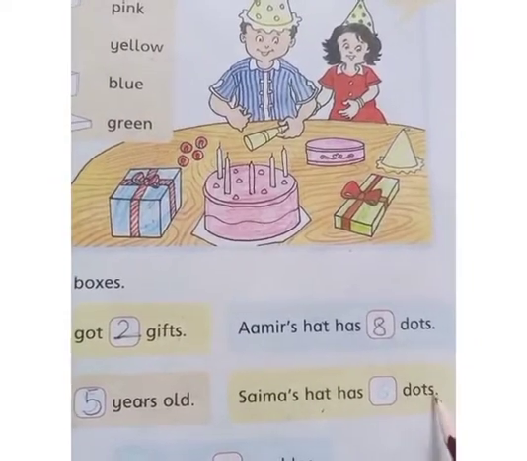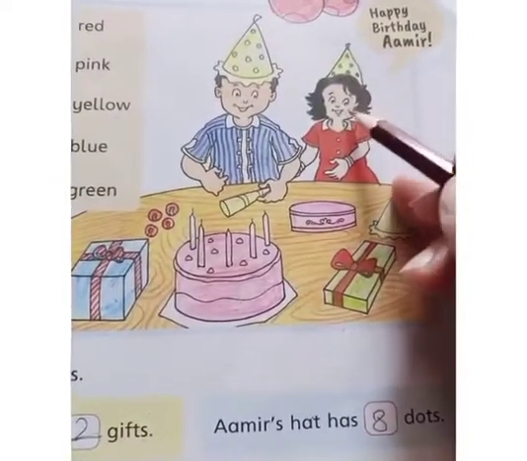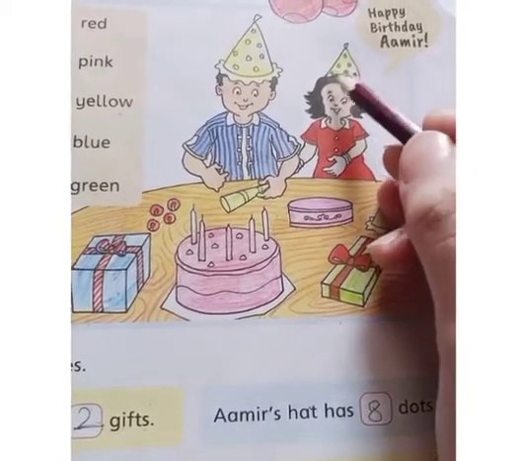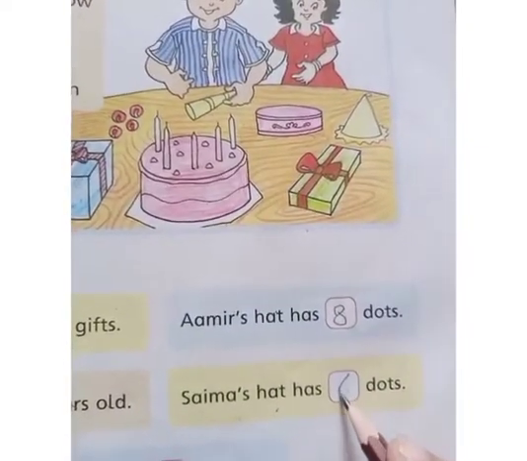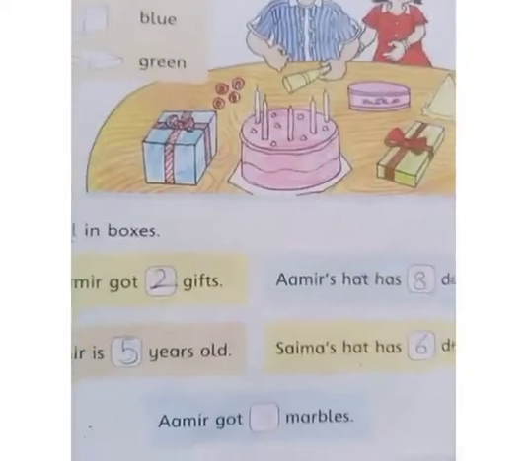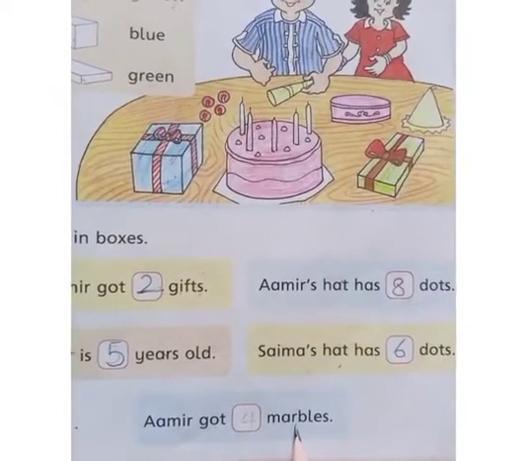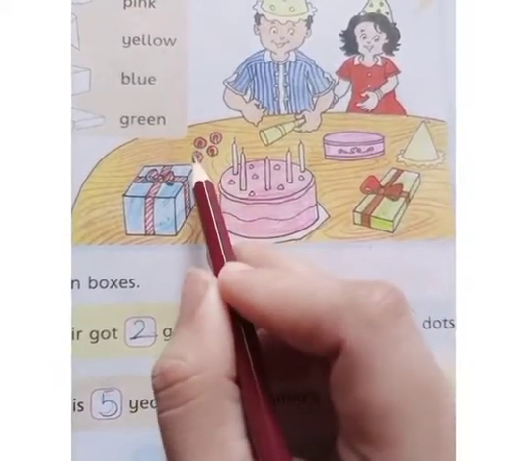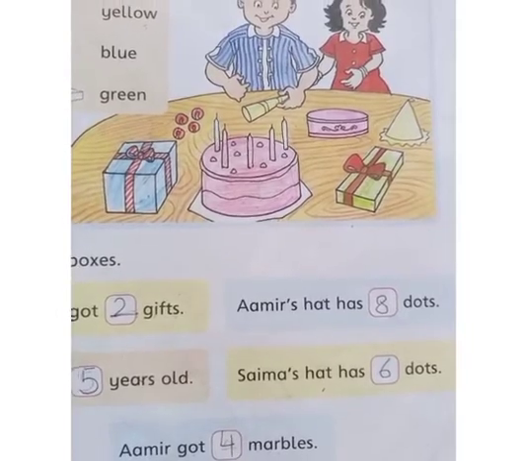Saima's head has dash dots. Let's count dots on Saima's head. She's Saima. 1, 2, 3, 4, 5, 6. Saima's head has 6 dots. Amir got dash marbles. Count the marbles. 1, 2, 3, 4. Amir got 4 marbles.